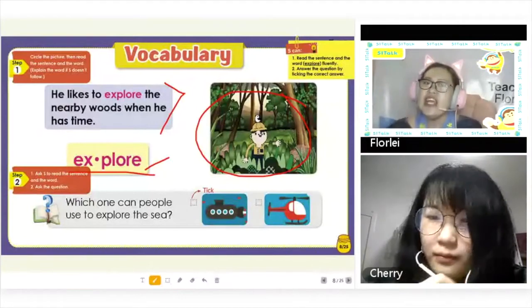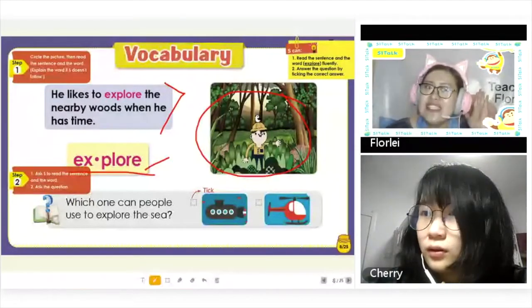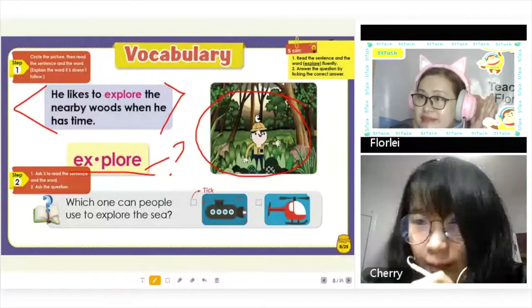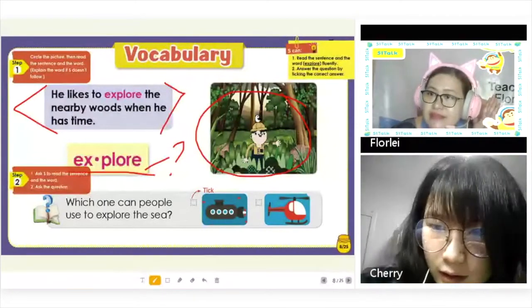Very good. So what does explore mean? Based on your sentence, what is it? It's keep the say, I think this.